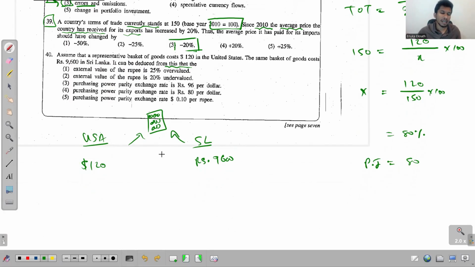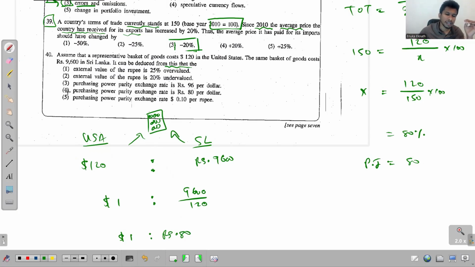rupees. So the ratio of these two is the real purchasing power parity exchange rate. If we look at it, if it is 120 to 9,600, when it is just $1, how much is that? We take 9,600 and we divide it by 120. So $1, the ratio goes as $1 to 9,600 divided by 120, 80 rupees.